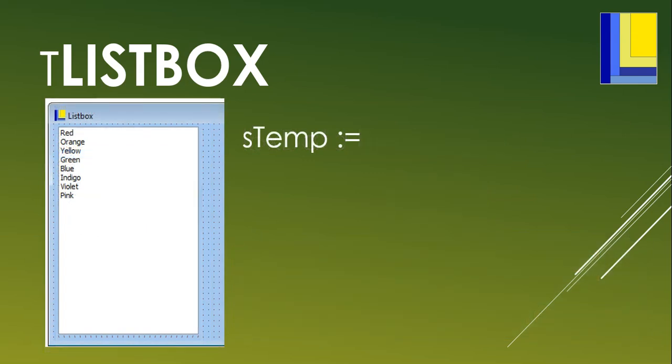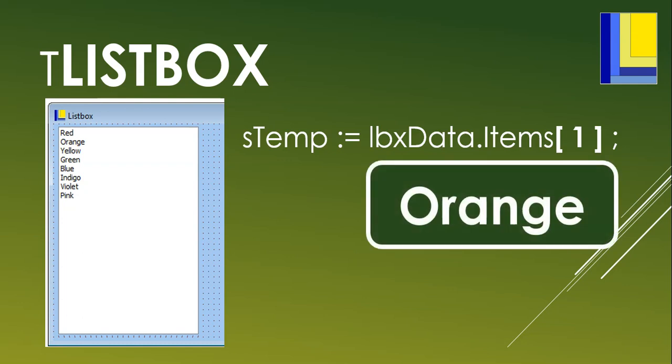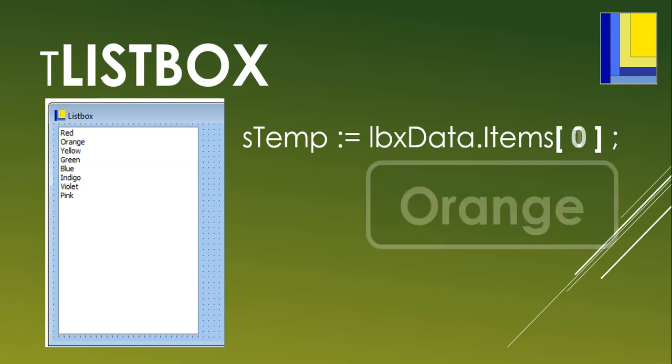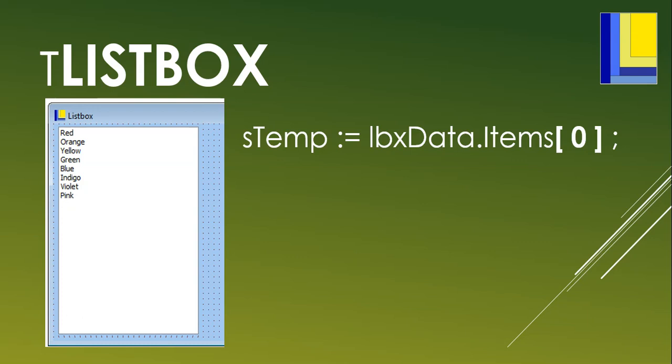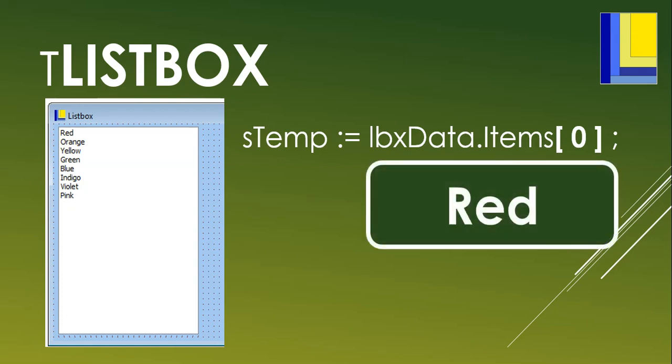Okay, so let's go further. Let's take this scenario. We've got sTemp there, and I'll say get from lbx.Items, and then in square brackets I put a number. If I do that, that's going to access the item at position 1. Remember, position 1 means the orange, the second one, because the first one starts at 0. If we say item 0, that will get the red, because the first one starts at 0.